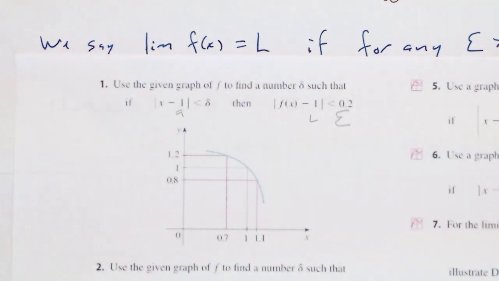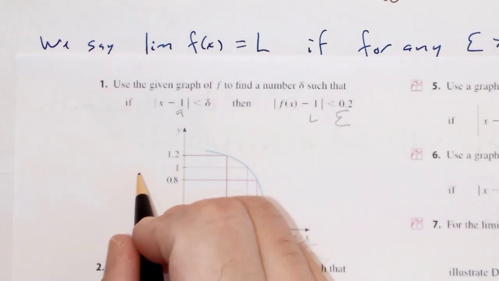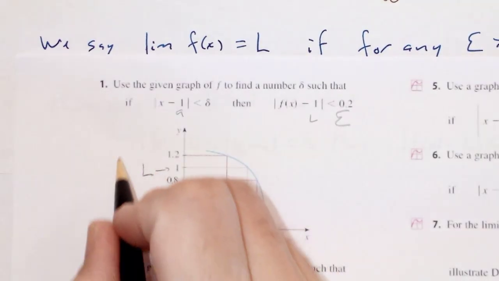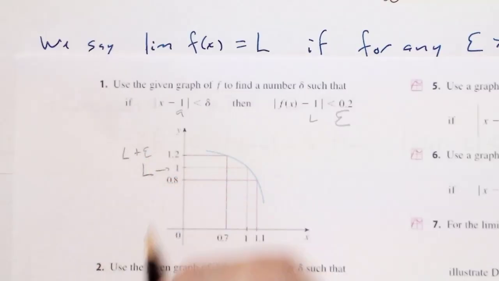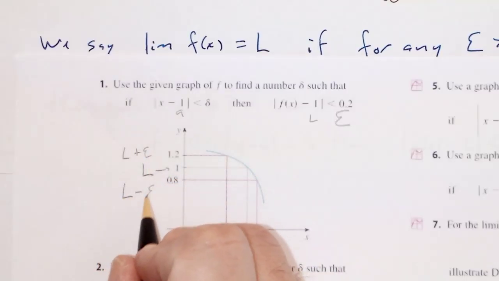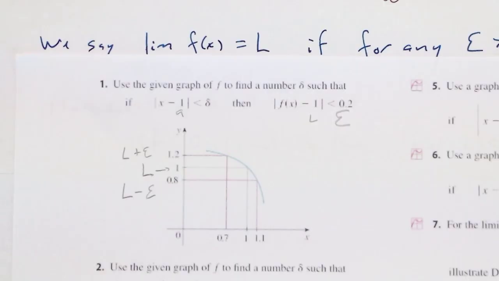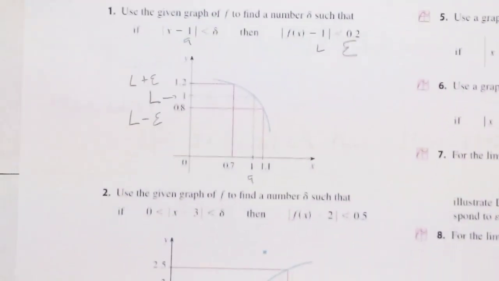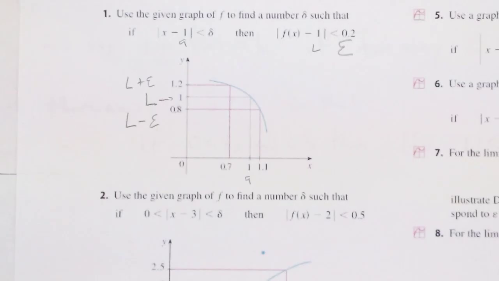So take a look at our picture now, and let's see if that matches with what we were thinking. L is a y value, and then we have L plus epsilon and L minus epsilon, 1.2 and 0.8. Now we swing down to the x-axis. There's my A value. What's my value of delta?